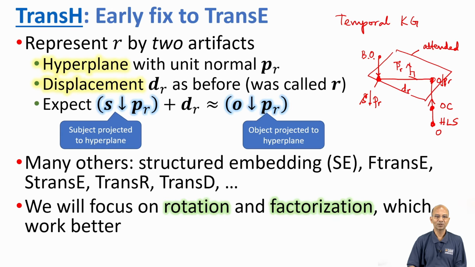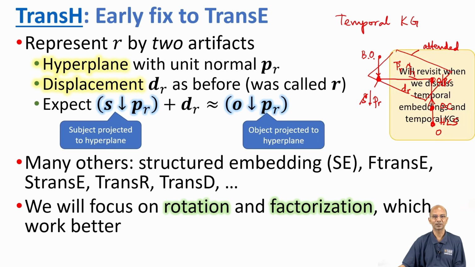Now, we won't dwell too much on this because translation models have soon been overtaken by knowledge graph techniques which depend on rotation and factorization. So let's move on to rotation now.